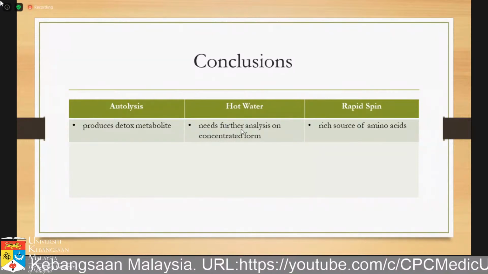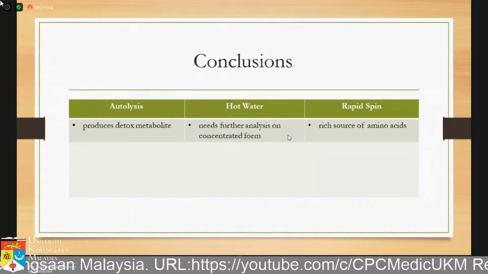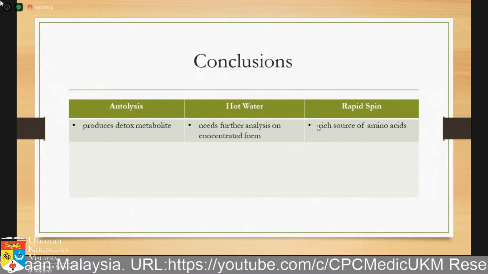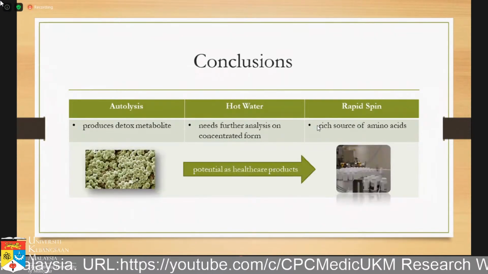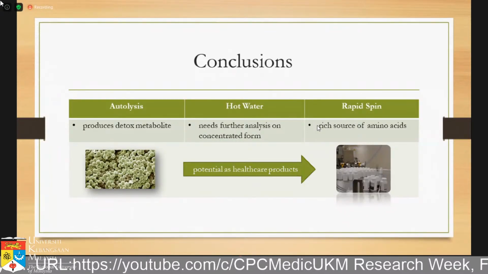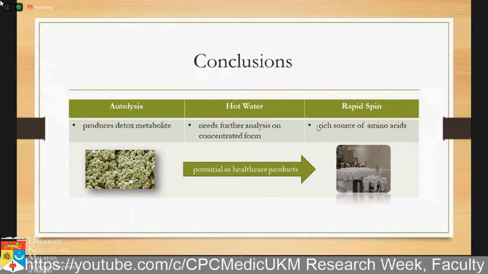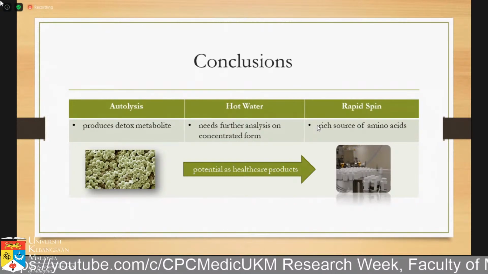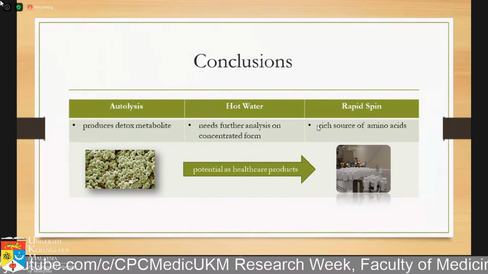or analysis by concentrating the extract into a powder form. And the rapid spin produces a rich source of amino acids. So taken together, the yeast cell has the potential to be developed into a commercial product. However, the extraction method has to be optimized to produce the desired metabolite with commercial or highly marketable value.